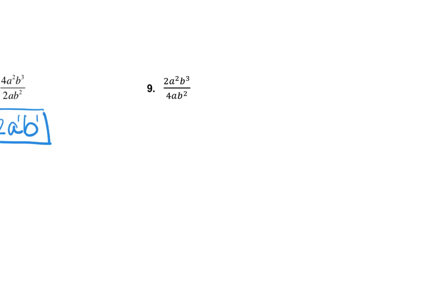All right, question number 9. We have 2a squared b to the third divided by 4ab squared. The first thing I would do, notice I can't divide 2 divided by 4 evenly, but I can simplify it. So I'm going to say, well, 2 can go into 2 one time. 2 can go into 4 2 times. Now, as we divide these, we're going to leave the 1 on the top and we're going to leave the 2 on the bottom. It's going to make things easier when we get into the negative exponents.